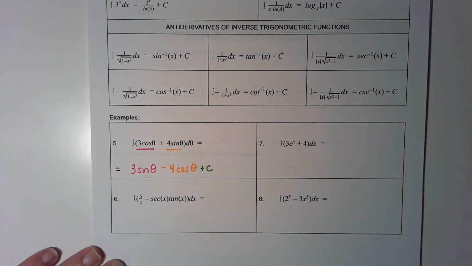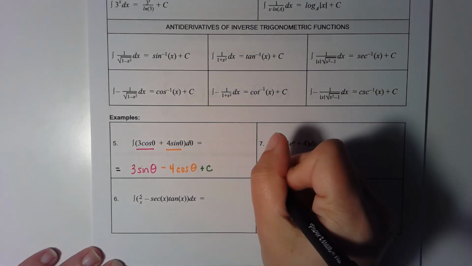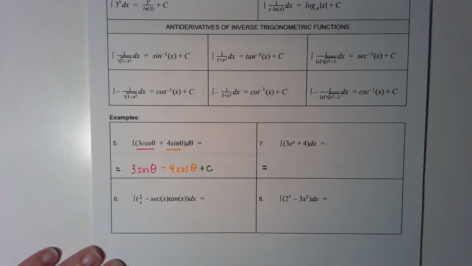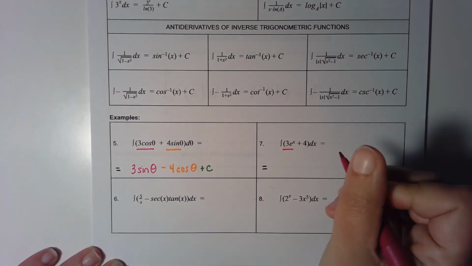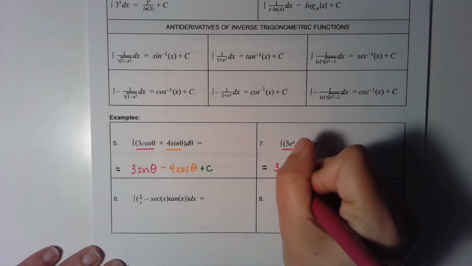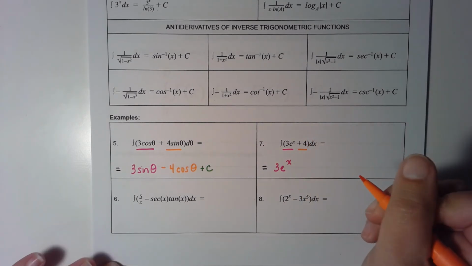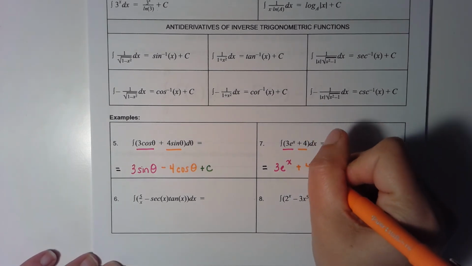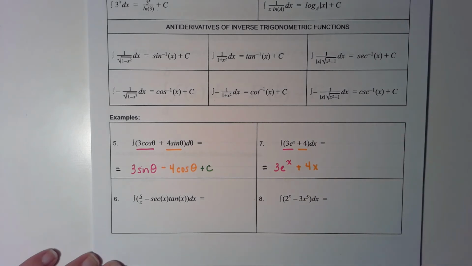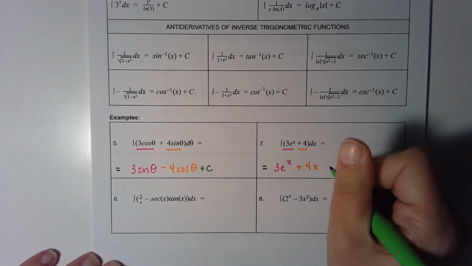The antiderivative of e to the something is just e to the something because the derivative of e to the something is just e to the something. So the antiderivative of 3e to the x would just be 3e to the x. And then the antiderivative of 4, just like we did on the other page, would just be 4x. And then you would have the plus c at the end.